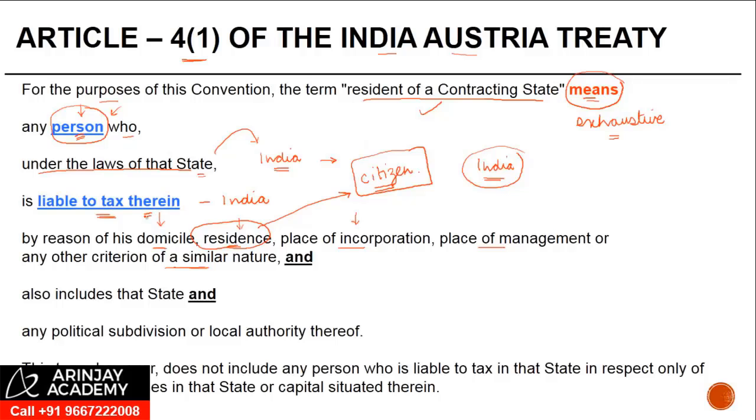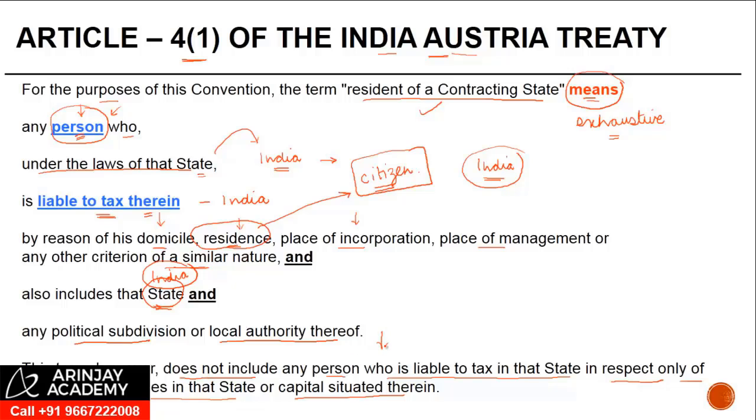So a person who's liable to tax in India by reason of domicile, residence, incorporation, management, etc., and also includes that state, which means India. So if India as a government is earning some income which is coming from Austria, even the Indian government or the state itself is going to be treated as a resident, and any political subdivision or local authority thereof. This term, however, does not exclude any person who is liable to tax in that state in respect only of income from sources in that state or capital situated therein.